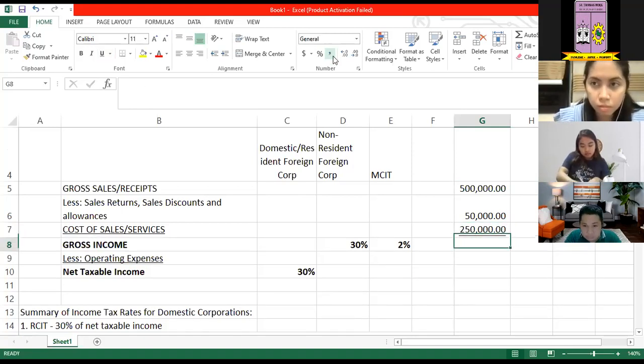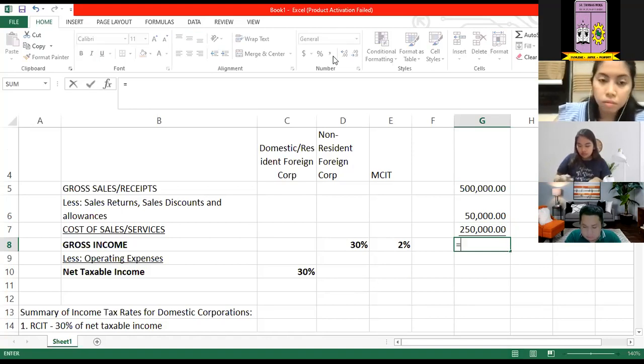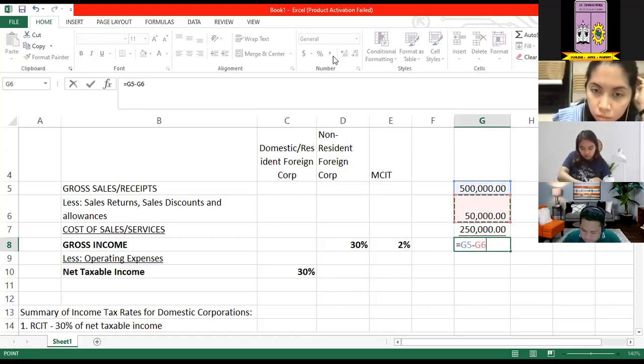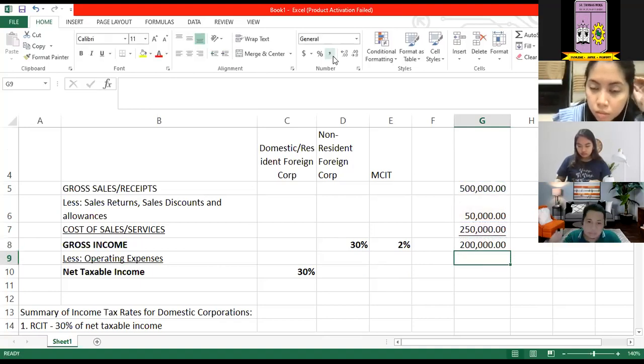Okay? So, magkano yung gross income? Ano nga yung definition ng gross income? It is equivalent to gross sales less sales returns, sales discounts and allowances, less cost of sales equals the gross income, di ba?